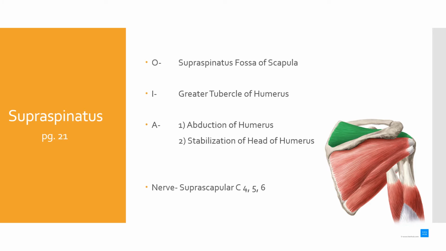Supraspinatus origin, supraspinatus fossa of scapula. Insertion, greater tubercle of humerus. Two actions include abduction of humerus as well as stabilization of head of humerus.